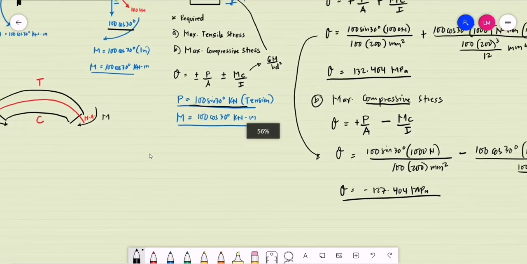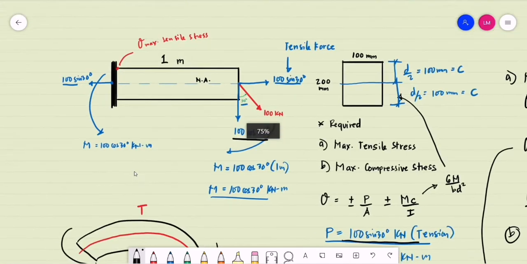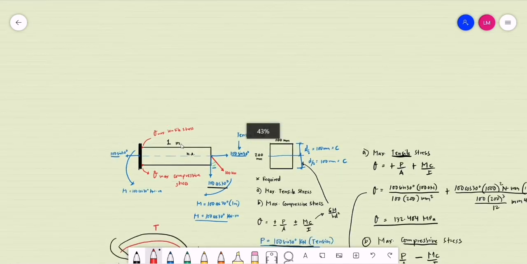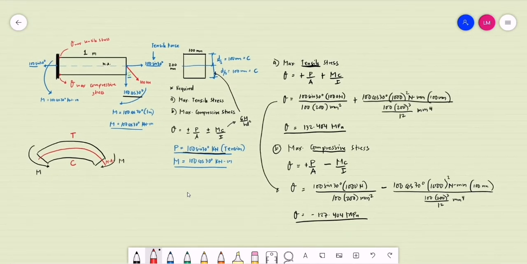And where do we find this maximum compressive stress? That is the extreme fiber at the fixed support. So this is, let's say, the location of the maximum compressive stress. So for this example, this will be our solution and answers.